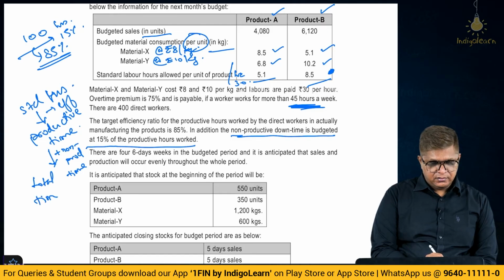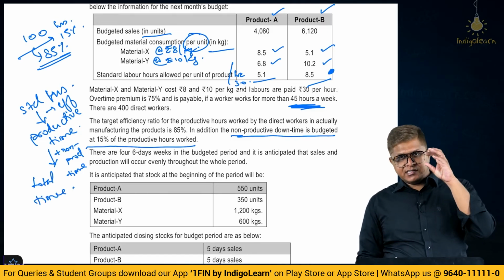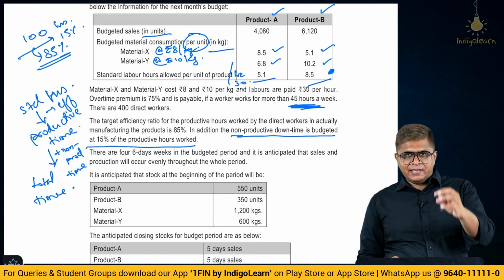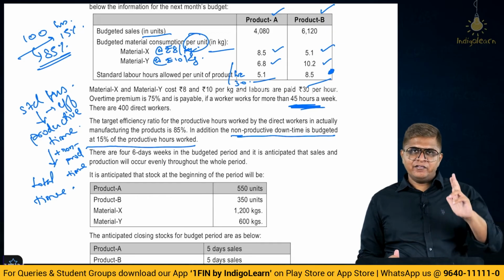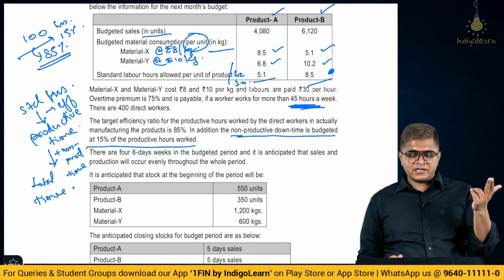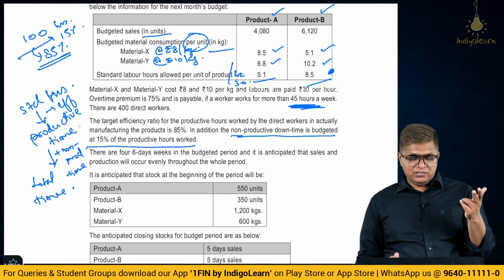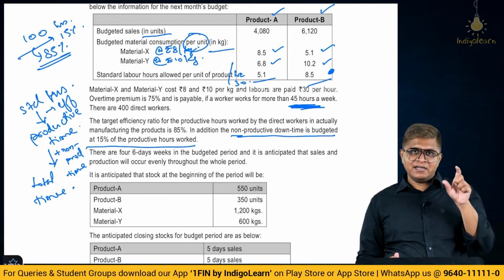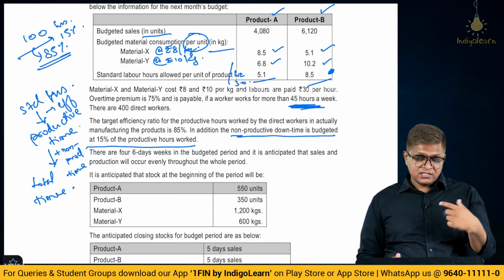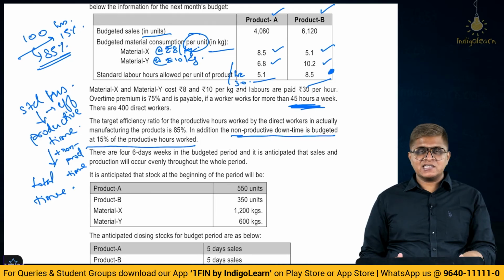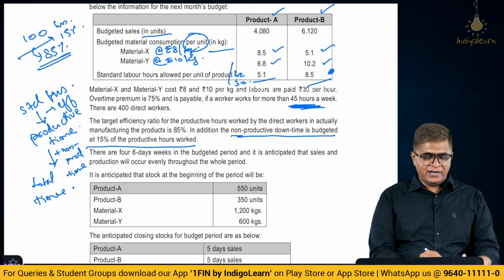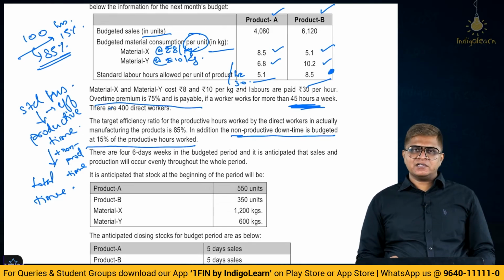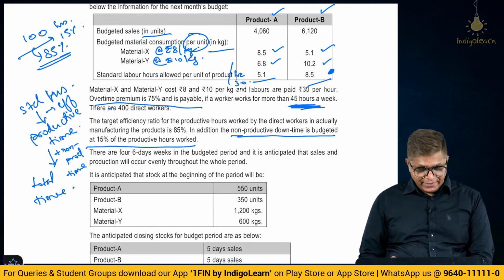So we will calculate the standard time, and we will increase that to accommodate the 85% efficiency. We will further increase that for non-productive downtime, which is budgeted to the extent of 15% of the productive hours, and then we will get the total number of hours. We also need to understand how much is available, because anything over and above the time available is going to be paid an overtime premium of 75%. So all of that workings we will have to keep in mind.